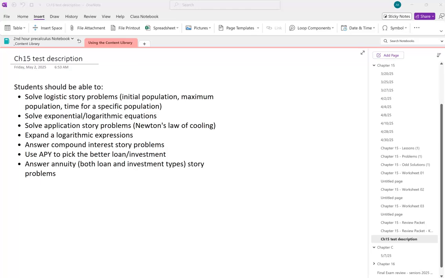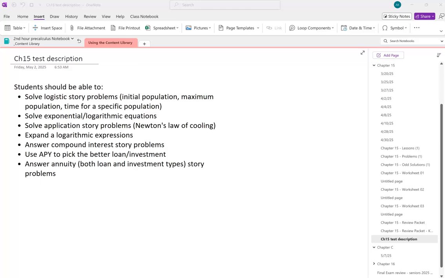You should be able to solve logistic story problems, things like initial population, maximum population, time when a specific population is reached. You should be able to solve exponential or logarithmic equations, solve application story problems, specifically like those Newton's law of cooling problems. You should be able to expand a logarithmic expression, answer compound interest story problems, use APY to pick the better loan or investment, and answer annuity story problems, both the loan and investment type.